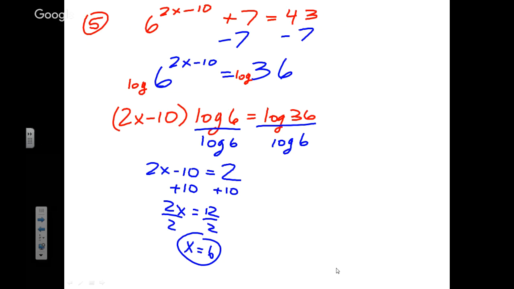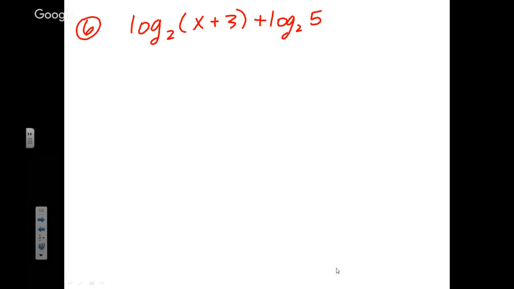Number 6. Number 6 is easy. Oh. Number 5 was easy. I hate to say it, they're all easy if you know what you're doing, but they're not easy to figure out. Logs are tricky because we've never worked with them before this year.